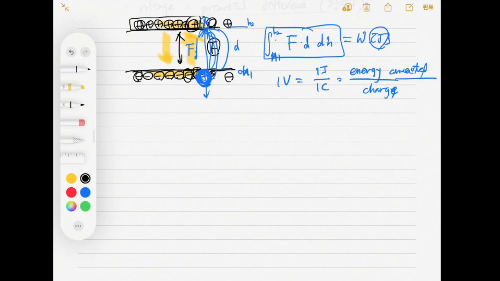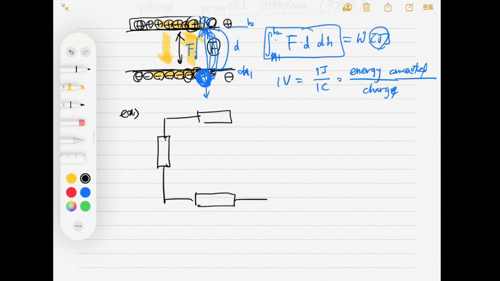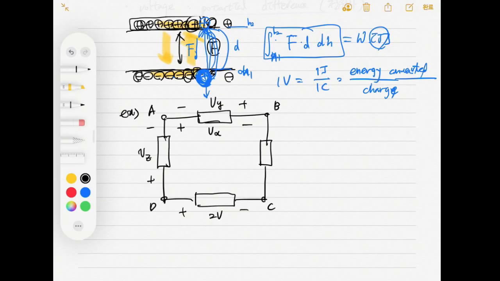For example, I'll give you a simple example. Here, I don't know what this is, but there are some elements in this way here, and here, and here, and here. You can say this point is A, this point is B, this point is C, and this point is D. We'll define the voltage difference between here and B as Vy, and we'll say this is Vx, and this is Vz, and this is, I don't know, 2 volts, and here is 3 volts.